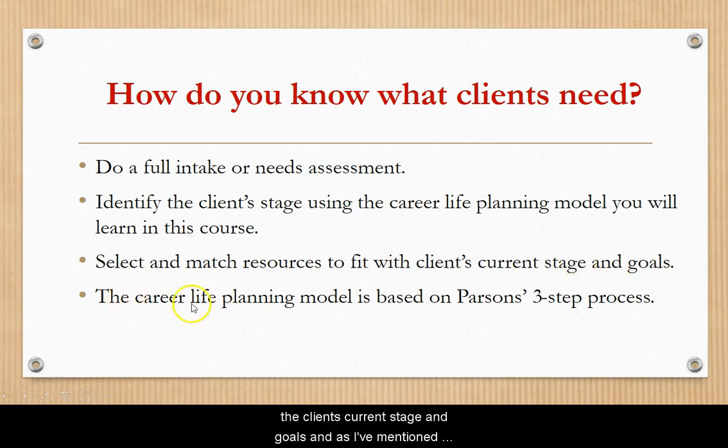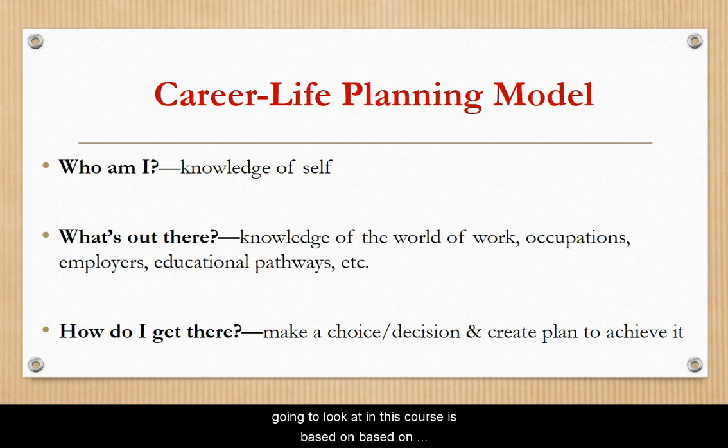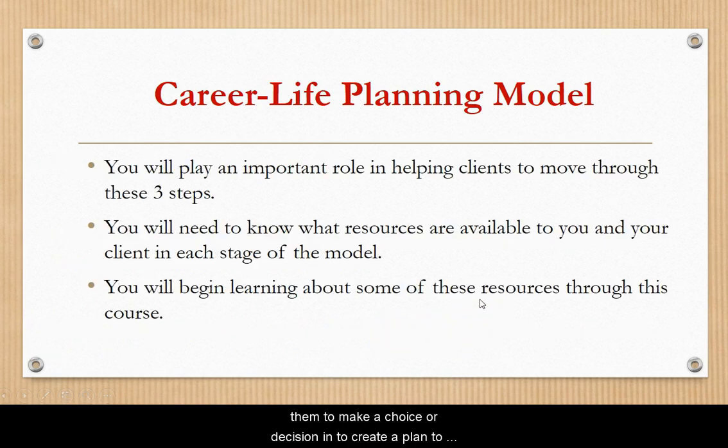And as I've mentioned previously, this career life planning model that we're going to look at in this course is based on Parsons' 3-step process that you were exposed to in the fall. So remember, these 3 stages are: who am I? Having knowledge of self. What's out there? Knowledge of the world of work, occupations, employers, educational pathways. Aiming to match who am I and what's out there to create an action plan. So once you've been able to match those first 2 steps together and generate some areas for the client to explore, then you can begin working with the client on how do I get there, help them to make a choice or a decision, and to create a plan to achieve it.